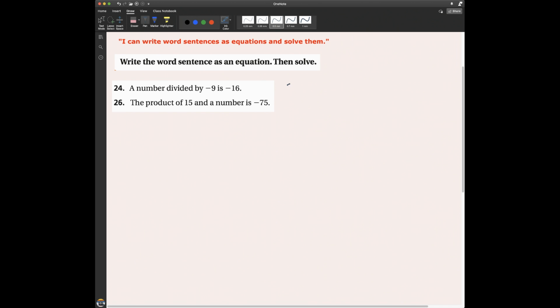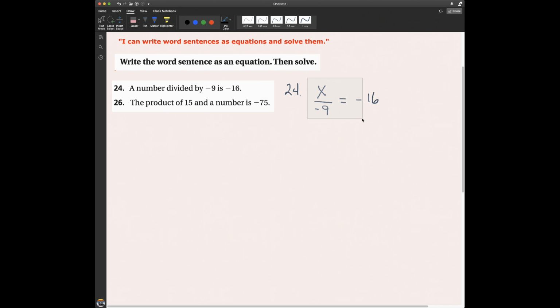So let's look at problem 24. A number divided by -9. So a number, I don't know what that number is, so I'm going to call it x, divided by -9 is, so that equals -16. So there is my equation.